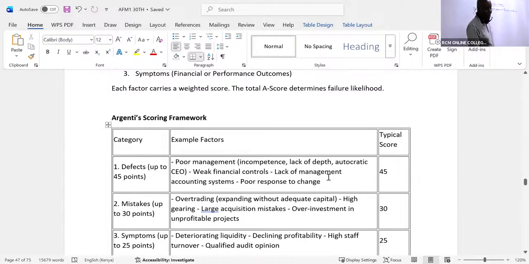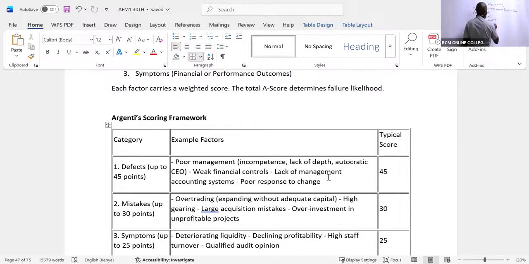I would want you to give your organizations a score in terms of, number one, defects, out of 45 points. How many marks? I would want us to do this practically in terms of your own company. If your company is doing very, very well, it's non-defective, you rate it at 0. And if it is very, very defective, you give it how many points?